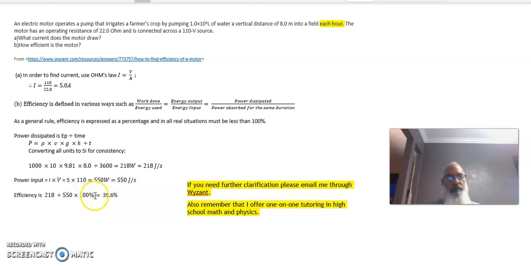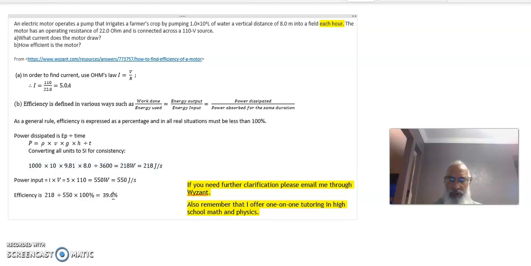If you did not do the 100%, you would get 0.396. That would be your fraction. Actually, the 6 shouldn't even be there. It's just two significant digits: 3 over here, 2 over here, 2 over here. It should just be 40, really. So I'm going to make that little correction here. It's 40%.